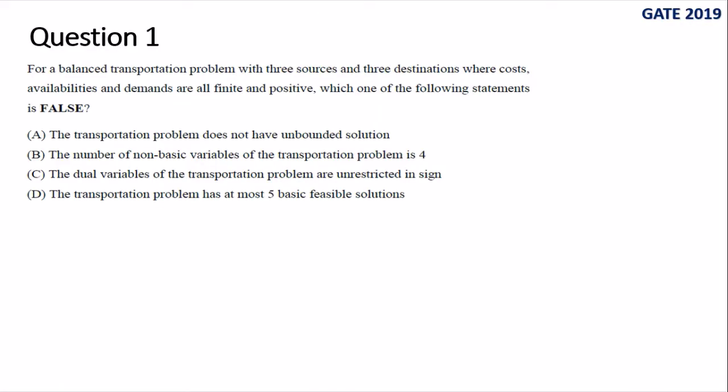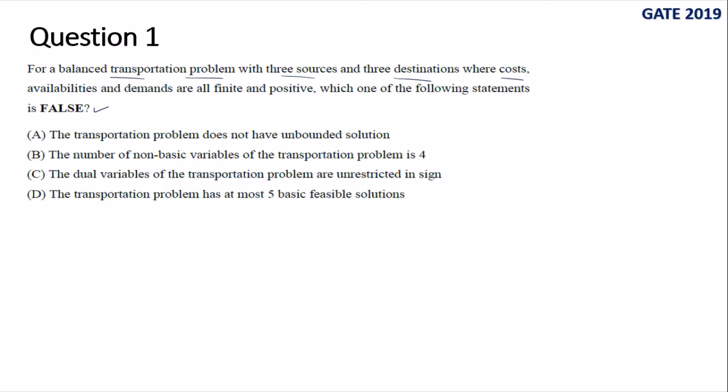So this question was asked in GATE 2019 exam. You read the statement first. For a balanced transportation problem with 3 sources and 3 destinations, where costs, availabilities and demands are all finite and positive, which one of the following statements is false? So we have to look at all of these statements one by one and figure out the false statement.